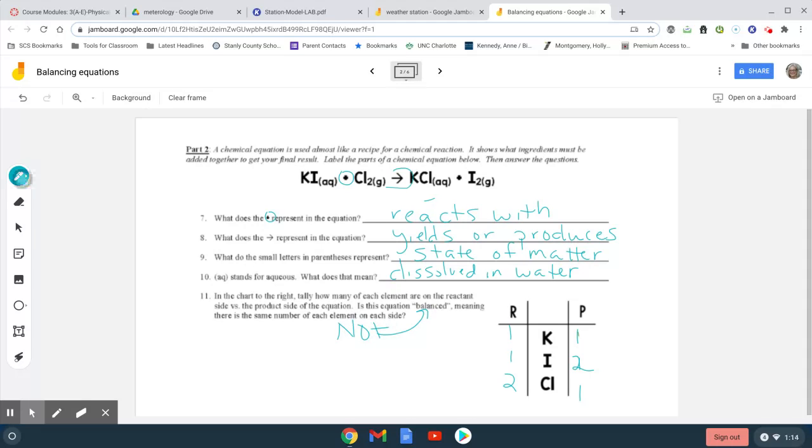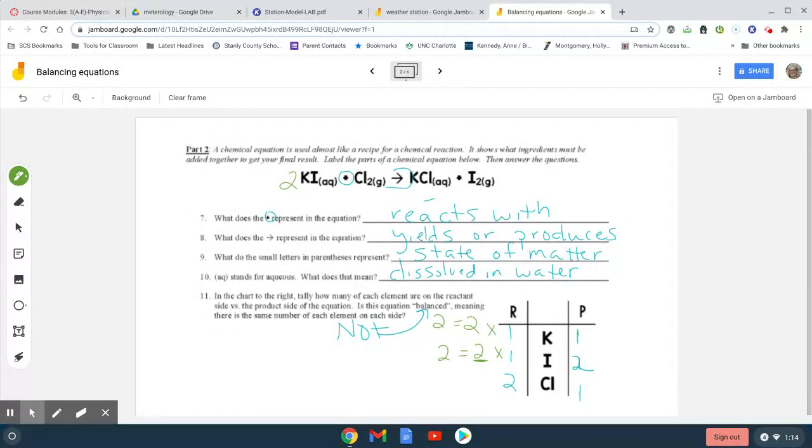If I wanted to balance it, I'm going to jump ahead a little bit, but I want to go ahead and balance this. I would need to get 2 I's on this side. The only way to get 2 I's on this side is to multiply by 2. That 2 has to go somewhere up here, so it's going to go here in front of this because the I is attached. That means I also have to multiply the K by 2.